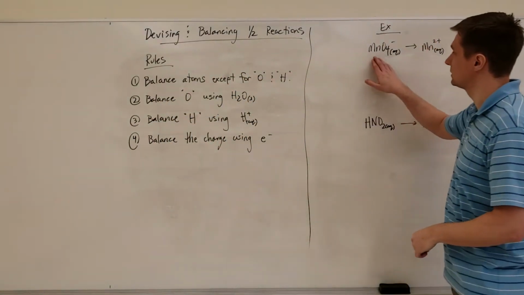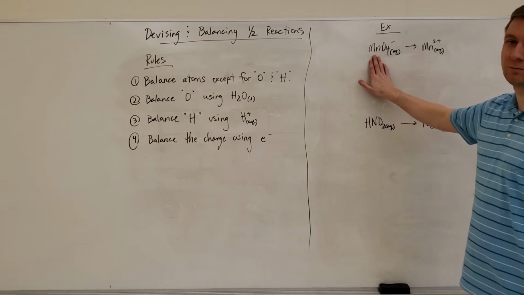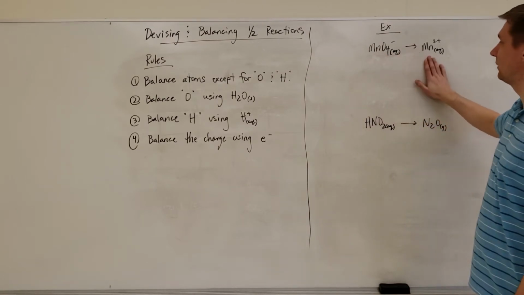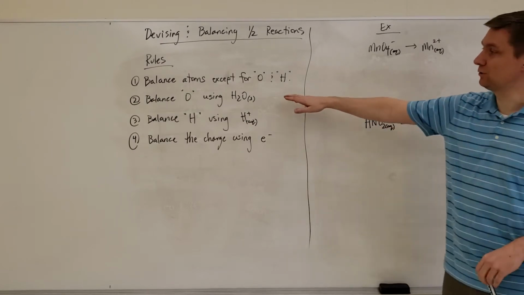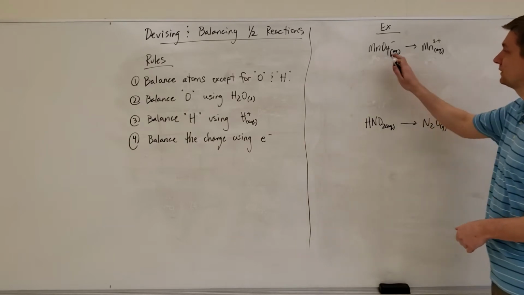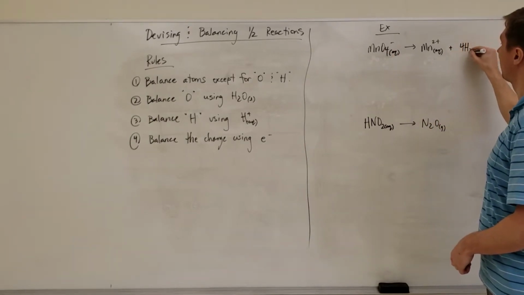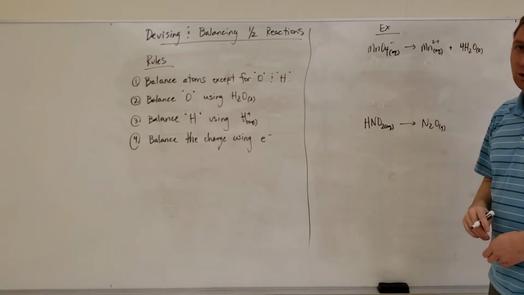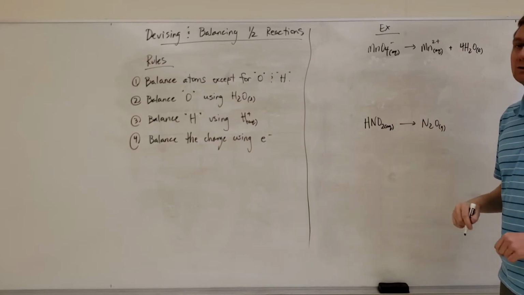So if we take a look at this, we can see that we've got some oxygen here. We're going to ignore those to start. We do have some manganese. So one manganese on this side, one manganese on that side. So that one's done. Then I move to step 2, and we balance the oxygens next by using water molecules. On this side I've got 4 oxygens, so on this side I need to add 4 water molecules to get 4 oxygens, so that the oxygens are now balanced.